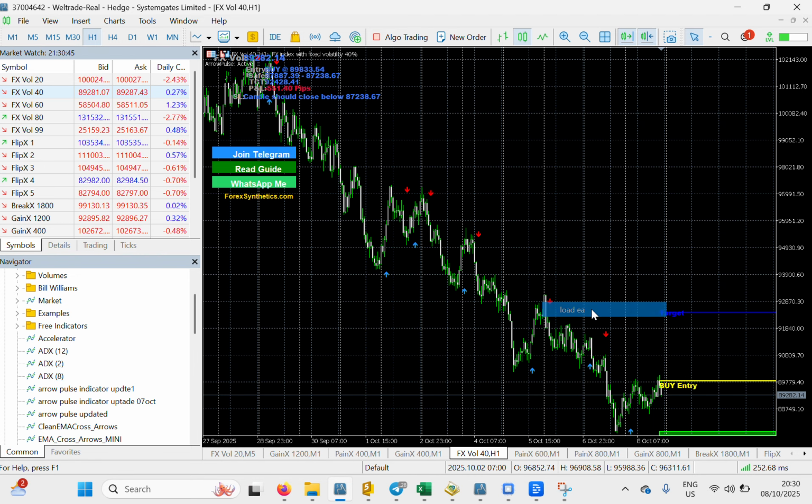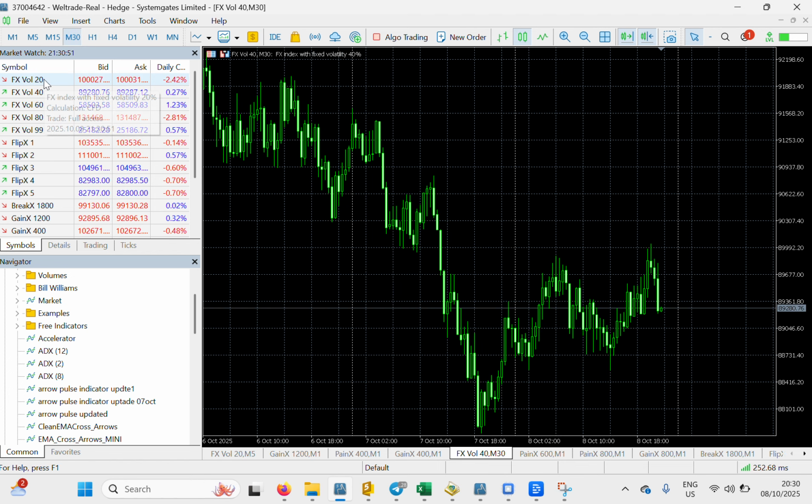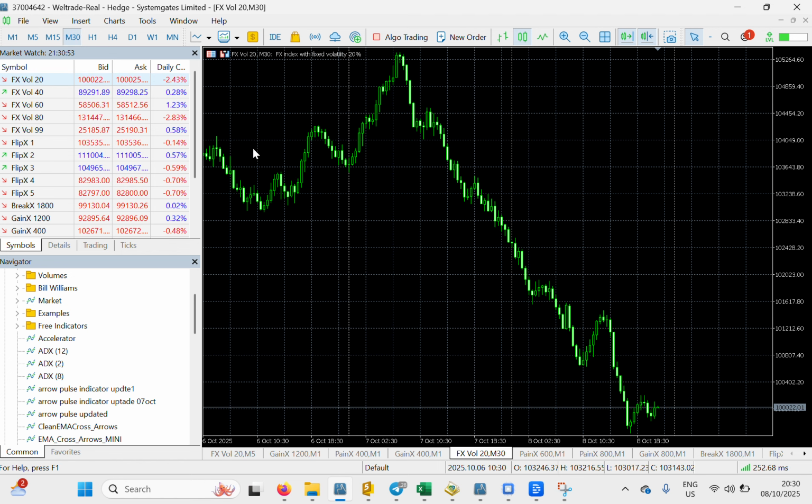If you don't know anything about support and resistance, just confirm with the arrows. If the sell arrows are not overpowering the buy arrows, don't enter a sell. Okay, so even this one is the same thing.